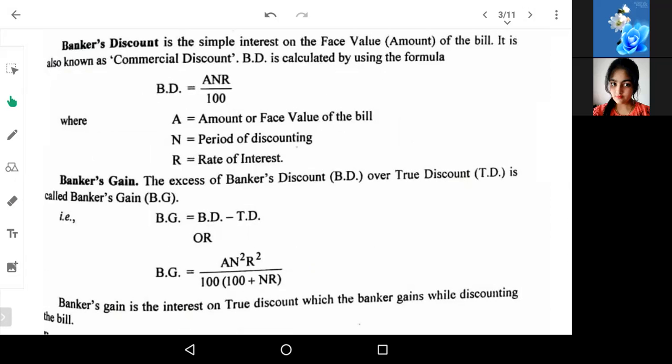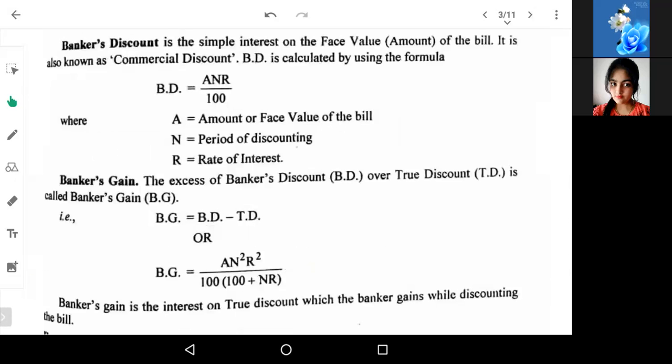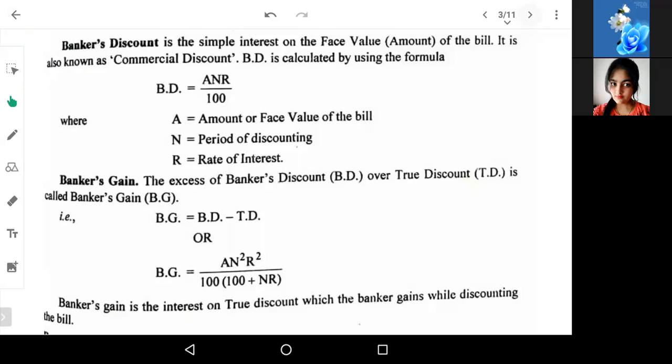Your true discount is known as retiring discount, and your banker's discount is known as commercial discount. And this banker's discount is calculated with the formula ANR by 100. So true discount is ANR by 100 plus NR, and banker's discount is ANR by 100. So these are the two major types of discount.